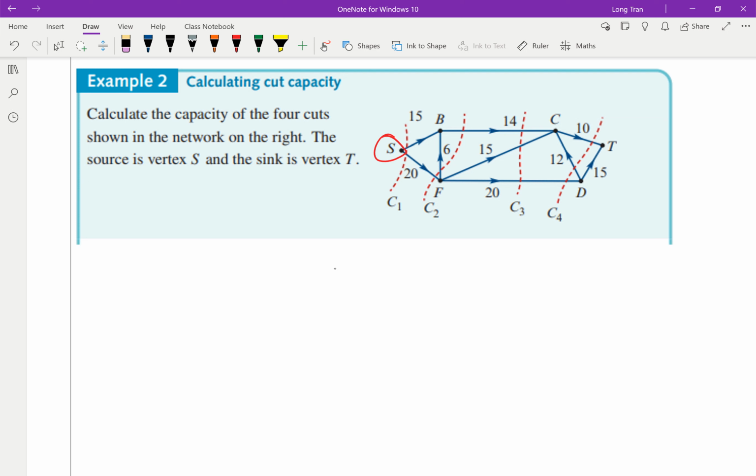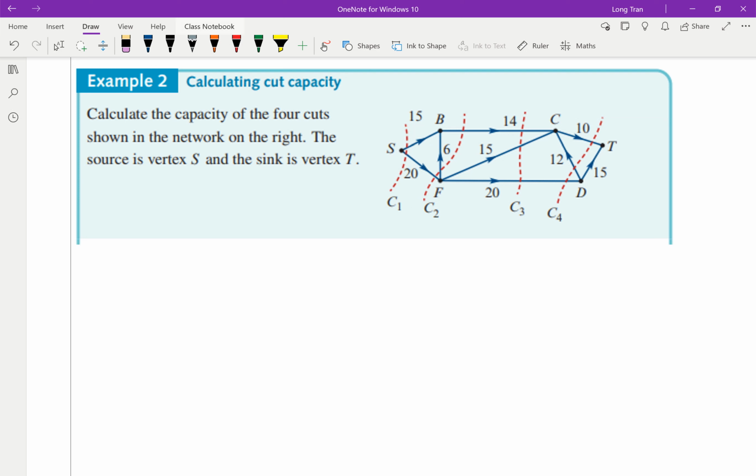And we know that the source is where the water's coming from, if that's what we're using it for, and T is the sink. So if the source of water is coming here, then there are two options in cut number one. If I cut these two edges, which means the flow that goes from S to B and the flow that goes from S to F, we've got 15 and 20 there. So even though I cut it, technically the amount of water coming out is 15 towards B and then 20 towards F.